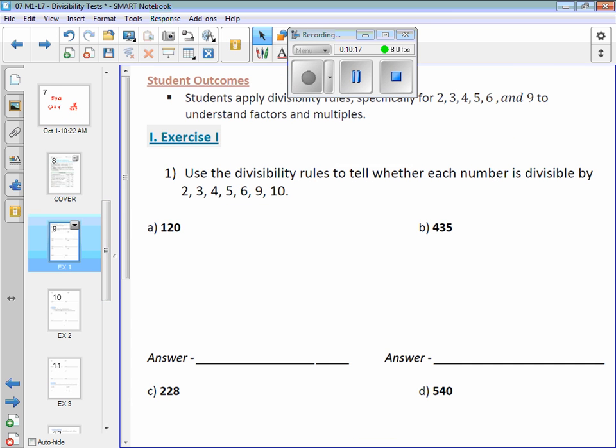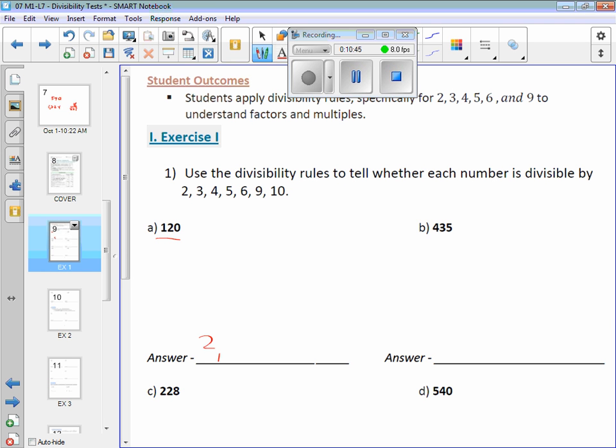All right, let's get this started together. You're going to go to the second page, and we're going to look at the number 120, letter A, and let's go through our rules test. Starting with 2. Will 2 go into 120? Why? It's an even number, so 2 is definitely one that will work. Will 3 work?